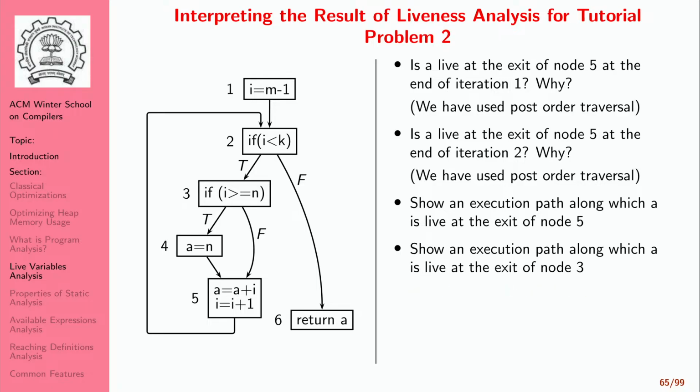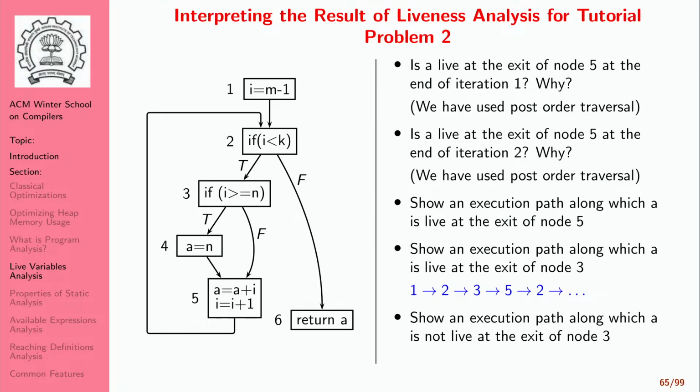Because in 4 this is killed. A is killed, right? Of course, when we talk about execution path, we begin at the start of the program. Show an execution path along which A is not live at the exit of 3. 3 to 4. When you take any path that takes the edge 3, 4, that's a path that satisfies this. Very good.